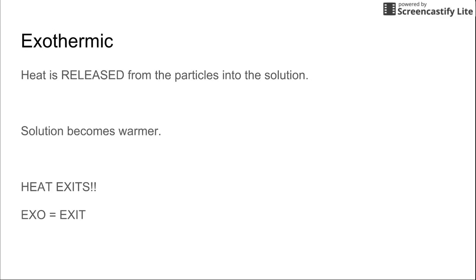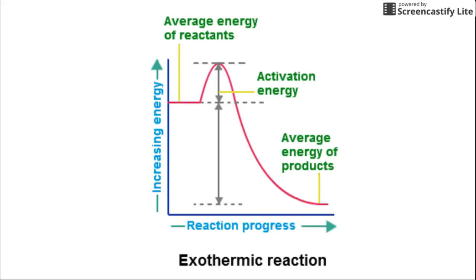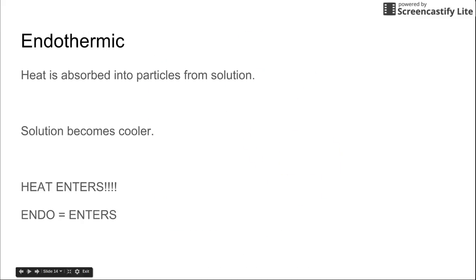In an exothermic reaction, heat is released from the particles into the solution. So the solution becomes warmer. Exothermic: exo, exit. Heat exits. And heat always moves from hot to cold. Just another glance, you have this average energy of the reactants, a little bit of activation energy or heat required, and then the average energy of the products as it goes through the reaction.